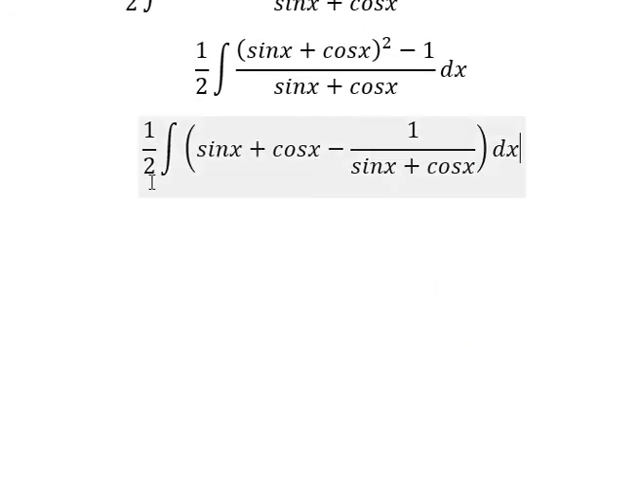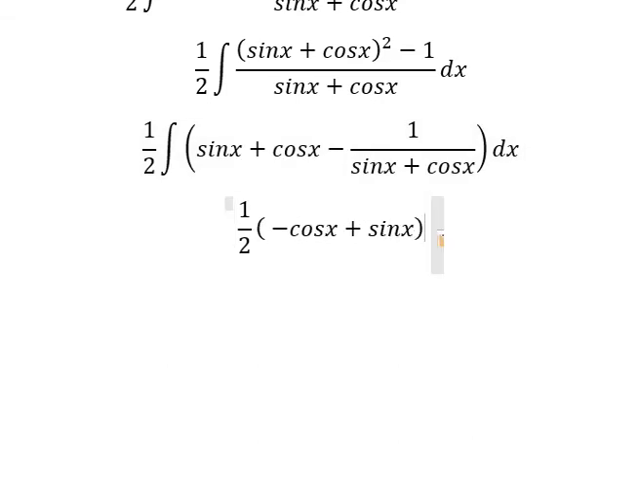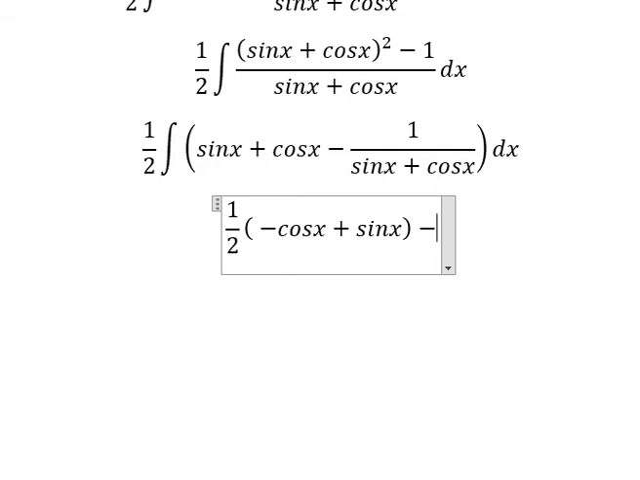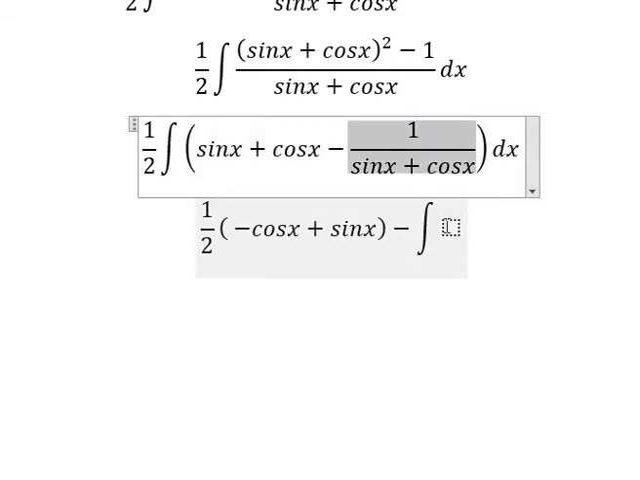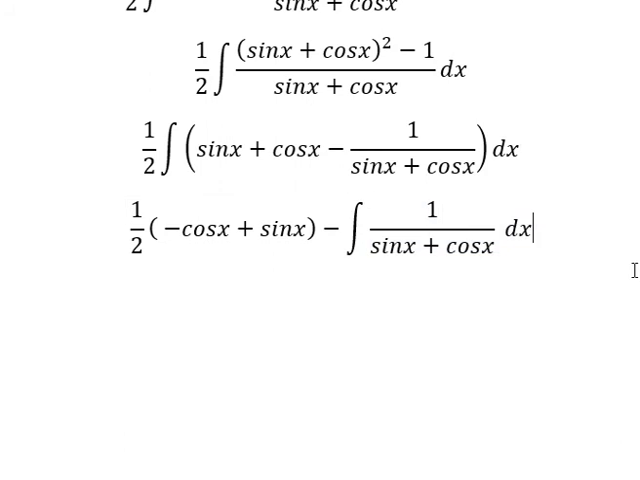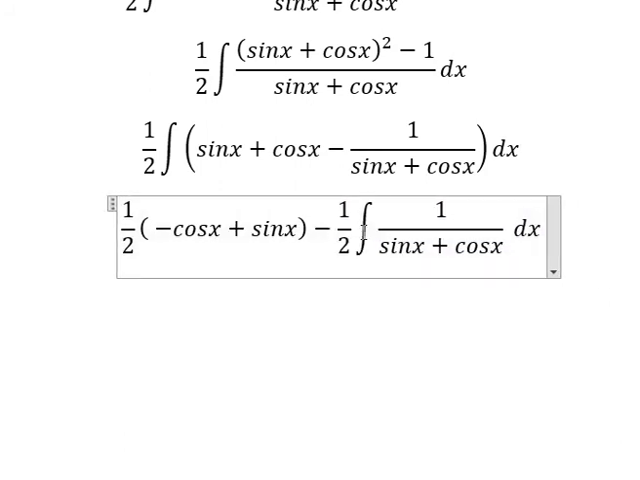Next, the integration of sin x, that is about negative cosine x. The integration of cosine x, we have sin x minus, and we have the integration of this one with the x. Now, I need to concentrate about this one in here.